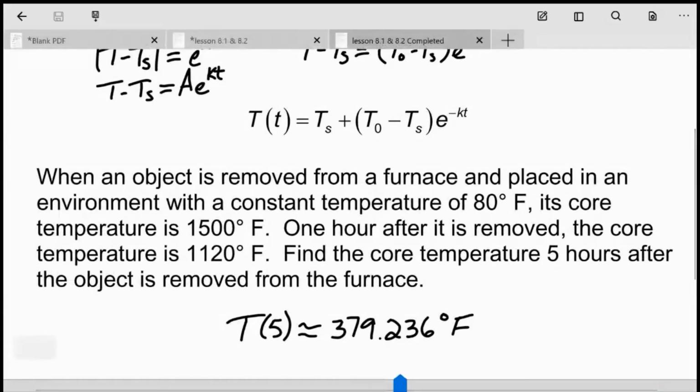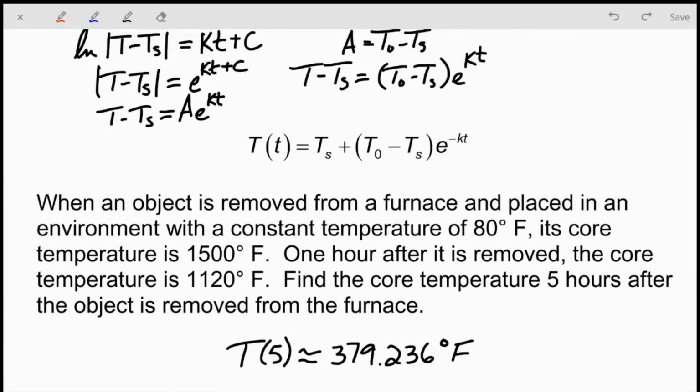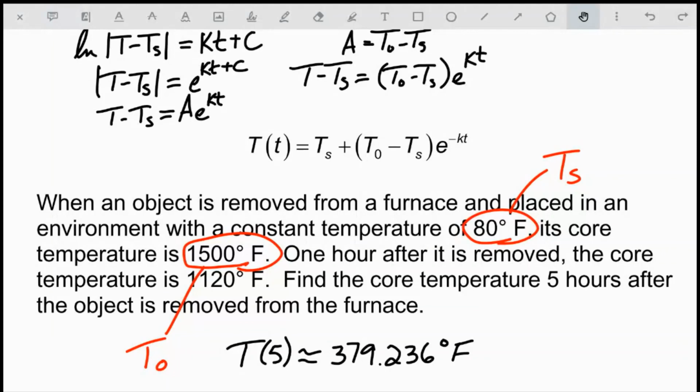So notice that we have here a surrounding temperature. So this right here would be my T sub S. And then we also have this initial, this would be my T naught of 1500 degrees Fahrenheit. I can plug that into my general solution there. And now I've got a point that will allow me to solve for the k value, because I know 1 hour after it's removed, the core temperature is 1120. That lets me get that proportionality constant. And then from there, I can get the temperature at time t equals 5. So again, it's just an algebra problem at that point.